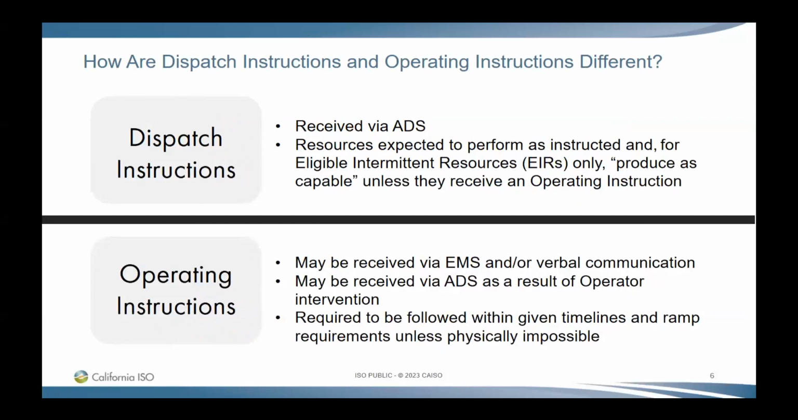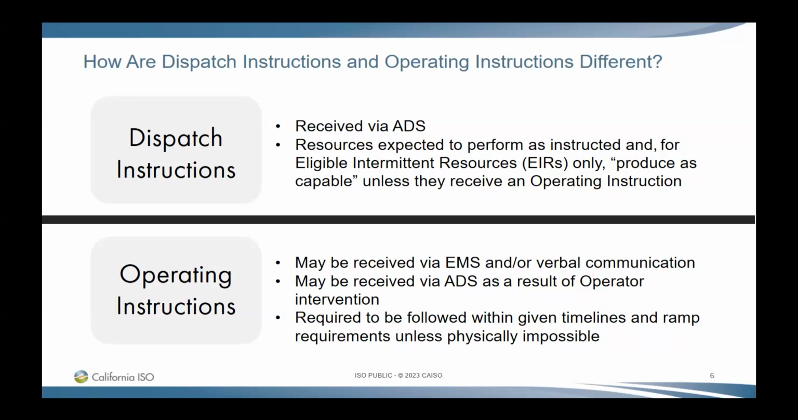So how are they different? How are they handled differently? Dispatch instructions are received in ADS, and the resources are expected to perform as instructed. For the eligible intermittent resources, our EIRs, and this is for them only, they are to produce as capable unless they receive an operating instruction. That includes any follow-the-DOT flags and negative SUPs as well. So you need to be following whatever instructions are coming out through ADS for your dispatch instructions.